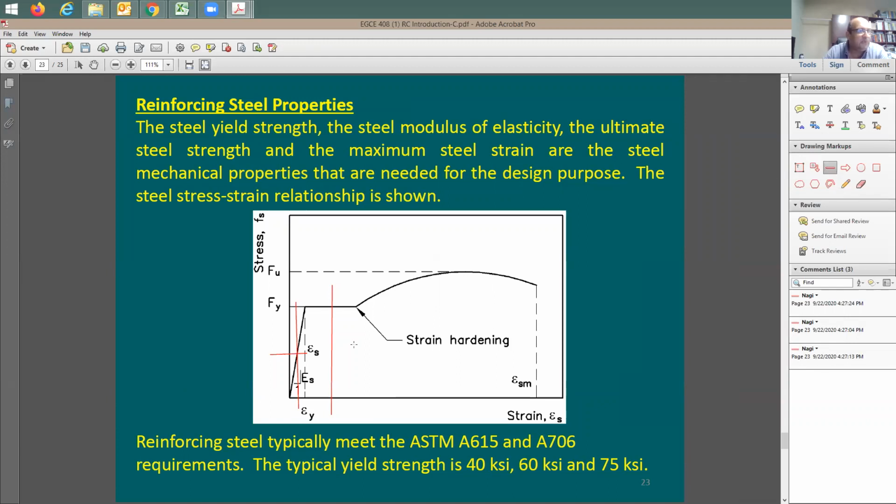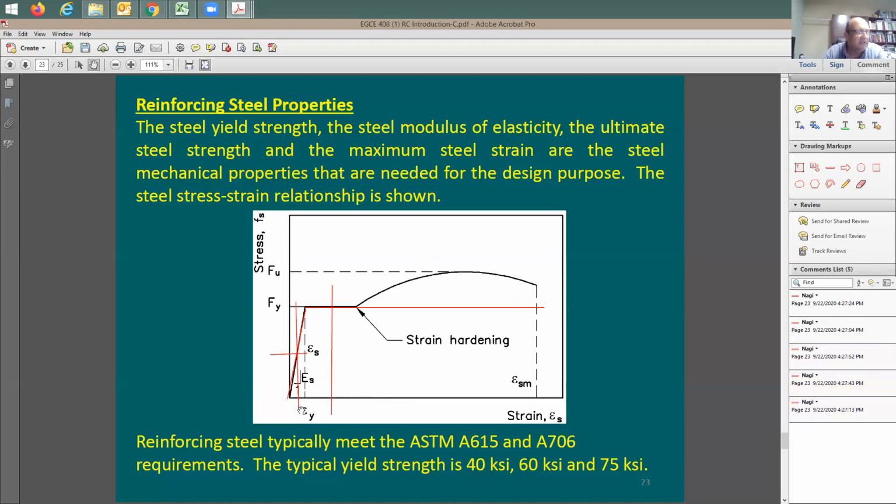We understand that this is the actual stress-strain relationship for the steel, or the actual performance. But in our analysis, we assume elastic plastic. What is elastic plastic? It means that we assume this is going to be a straight line all the way to here. Our analysis is going to be based on this. And once you hit the yield point, it's going to be straight like this. So we don't really care about the strain hardening in our analysis.